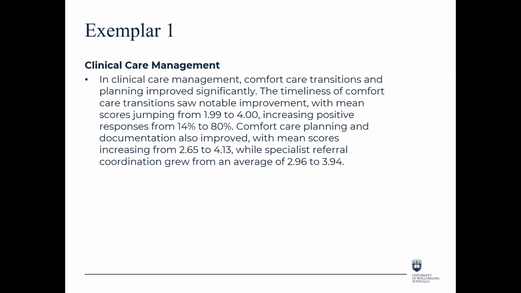Clinical care management was the next domain looked at. In clinical care management, comfort care transitions and planning improved significantly. The timeliness of comfort care transitions saw notable improvements, with mean scores jumping from 1.9 to 4 and increasing positive responses from 14% to 80%. Comfort care planning and documentation also improved, with mean scores increasing from 2.6 to 4.1, while specialist referral coordination grew from an average of 2.9 to 3.9. So we can really see that whatever the intervention was that they implemented had a positive effect.